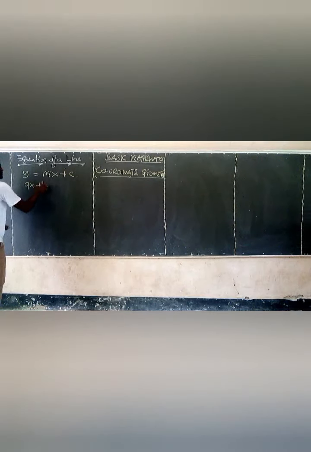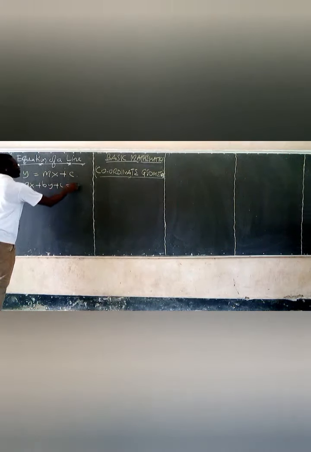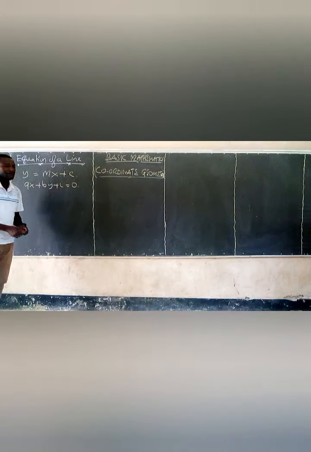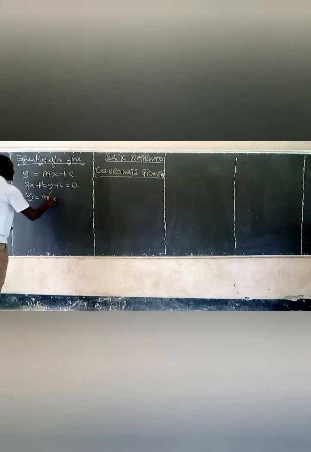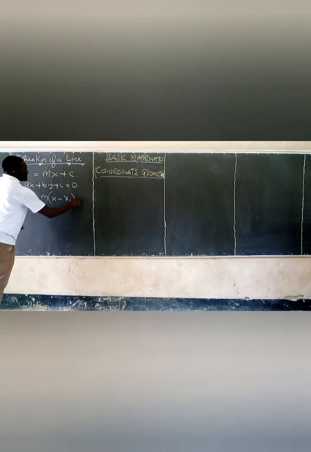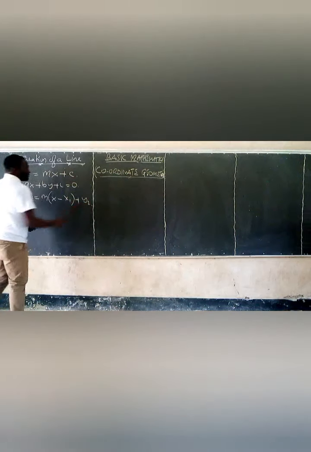But when we talk about the standard equation of the line, it looks like this: ax plus by plus c is equal to 0. This is called the standard equation of the line. So we are going to prove the equation of the line, or another form of the equation of the line. Somebody can write maybe y is equal to m bracket x minus x1 plus y1, whatever. So let us now prove the equation of the line.